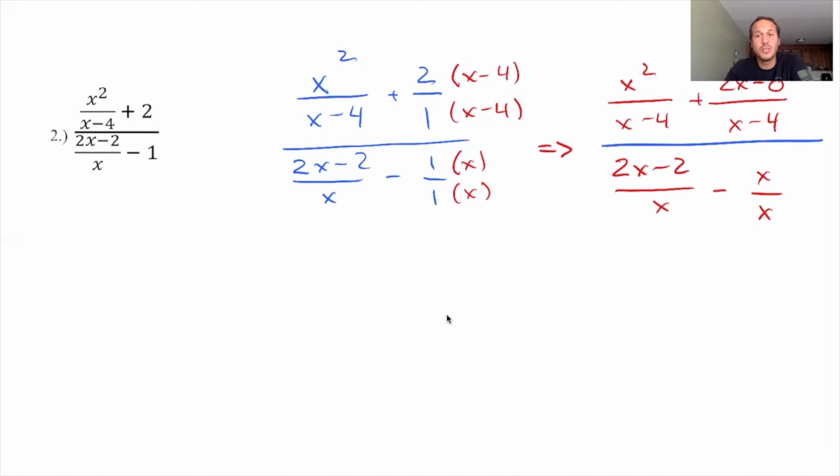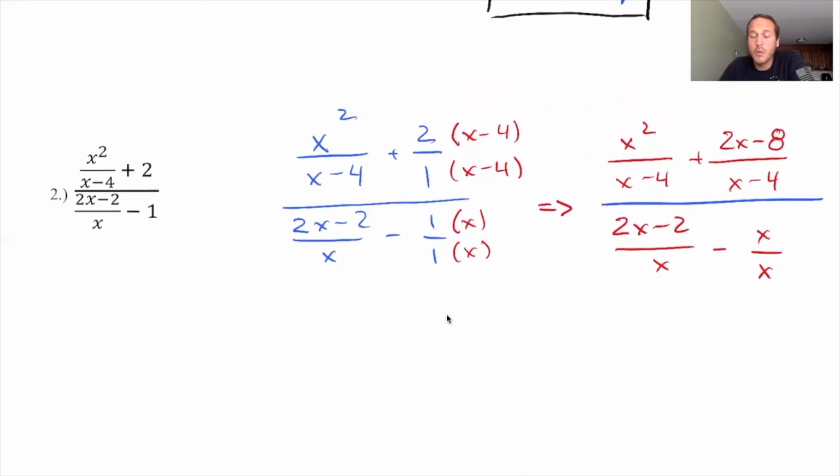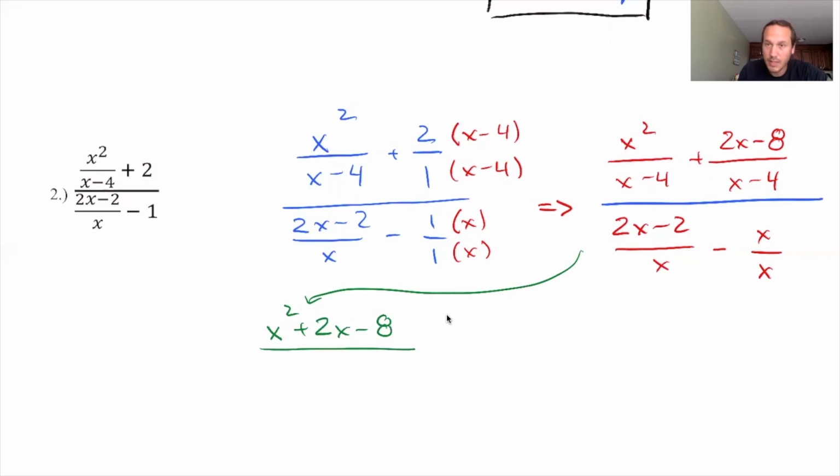Then think about what we just went over when it came to adding or subtracting fractions. Now that I have the same denominators, what I can do is, and I'm going to come over here for everyone, I have x squared plus 2x minus 8, which I do believe can be factored more, so we'll take care of that in a little bit, over x minus 4, all over 2x minus 2 minus x over just x.